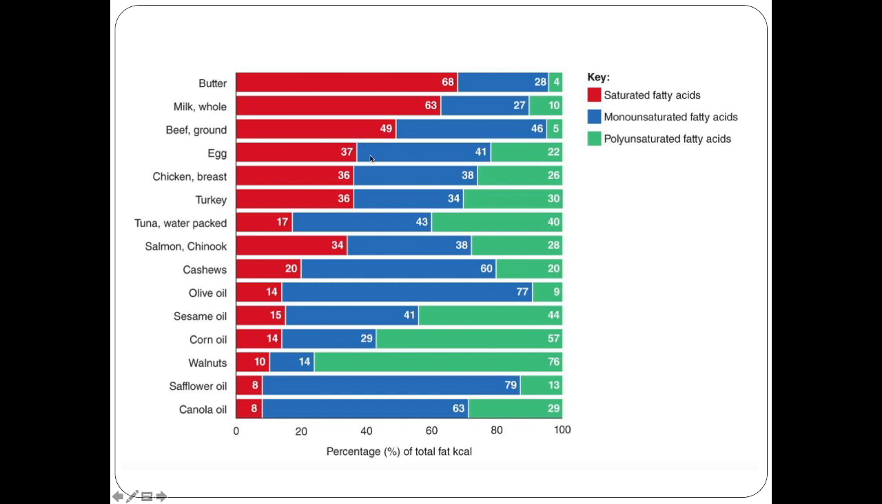Eggs have a decent amount. A lot of the fish has a decent amount. Sesame oil has a large amount of polyunsaturated fat in it. It also has some proteins in it that you can't get anywhere else but from animal sources. So if you're a vegan, sesame oil becomes very important in your diet.